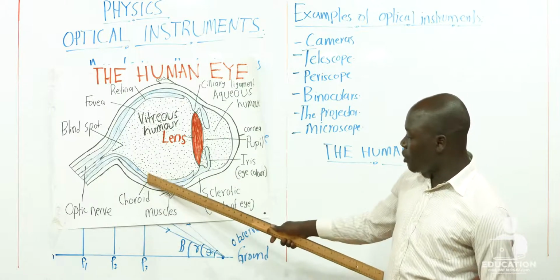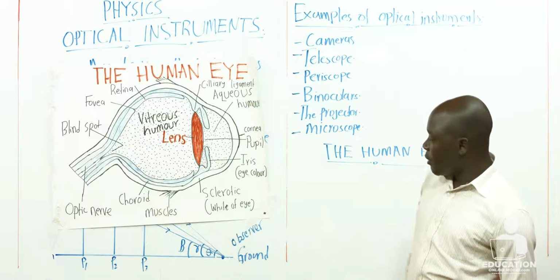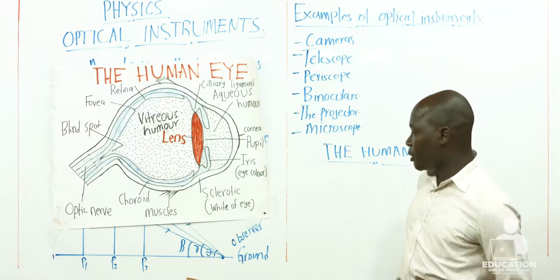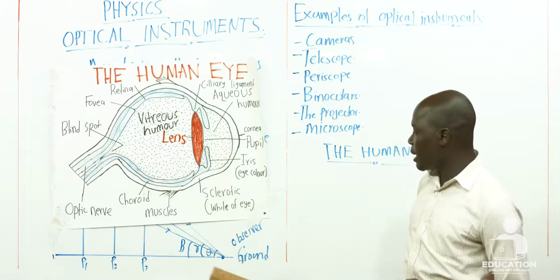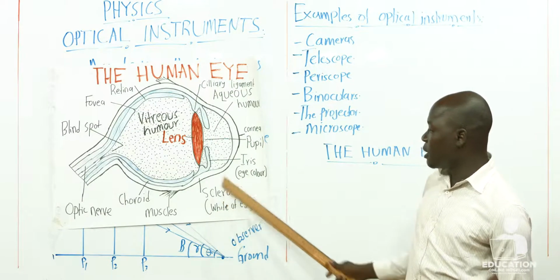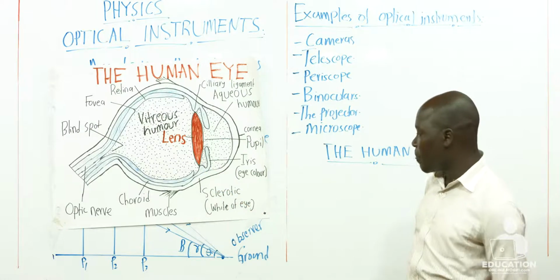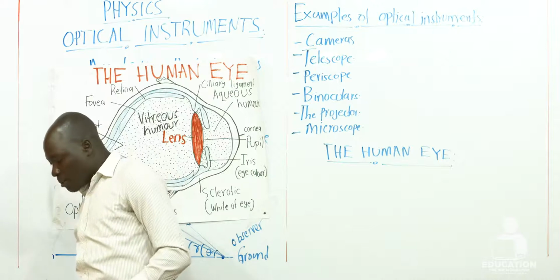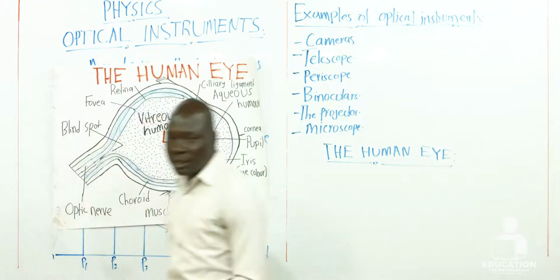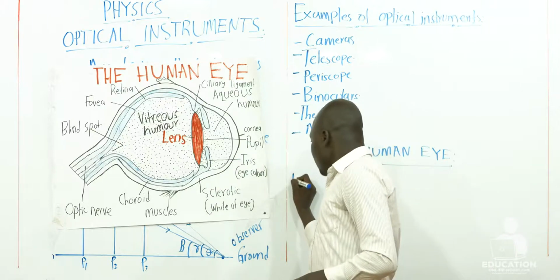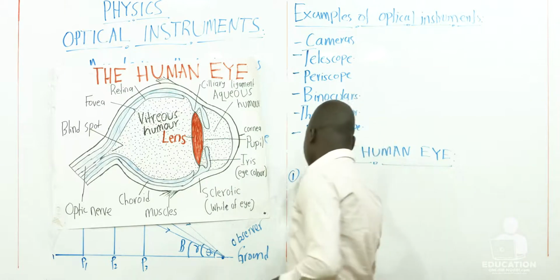Then we have a part called the choroid. Then we have the muscles. The muscles will help in the contraction and dilation of the eye. Then we also have the sclerotic. This is the white part of the eye. So now, dear learners, we are going to concentrate on a few parts of the human eye. One, we are going to start with the retina.